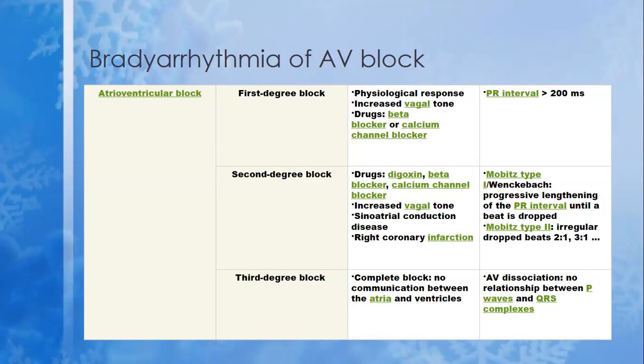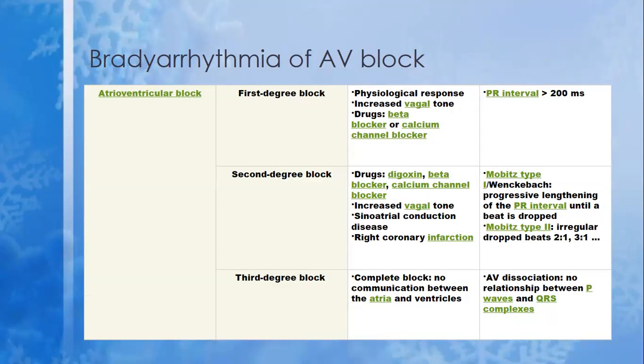Second degree block may be due to digoxin toxicity, beta blocker, calcium channel blocker, or increased vagal tone due to any cause. Sinoatrial conduction disease may give rise to this. Right coronary infarction may give rise to this. Its subtypes are Mobitz type 1 and Mobitz type 2. Mobitz type 1 is also called Wenckebach's phenomenon. Here, the progressive lengthening of the PR interval occurs until a beat is dropped. In Mobitz type 2, there is an irregular dropped beat, due to 2:1 or 3:1 conduction through the AV node.